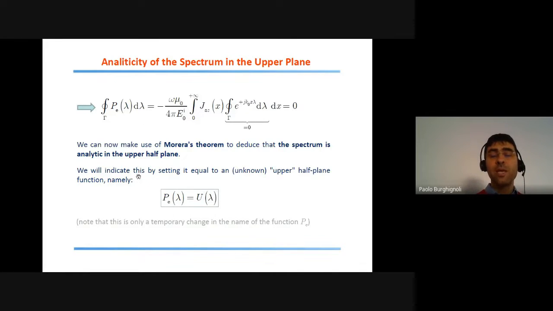To make this evident, we will make a change of names. We will, from now on, call this unknown function P sub E of lambda with a new name, that is u of lambda, where u stands for upper. This reminds us that we are dealing with a function analytic in the upper lambda plane.